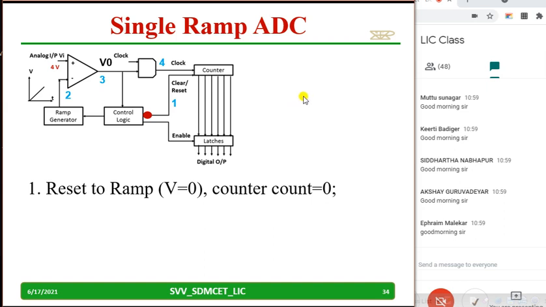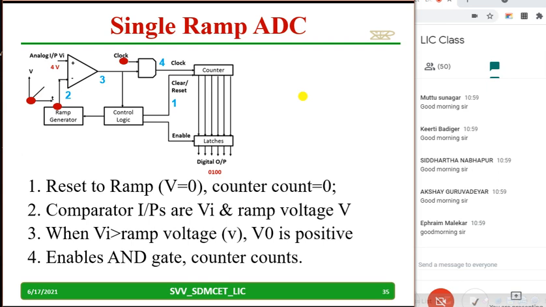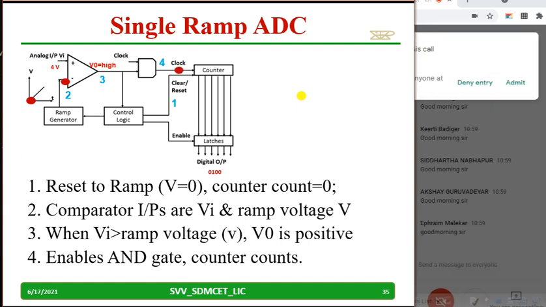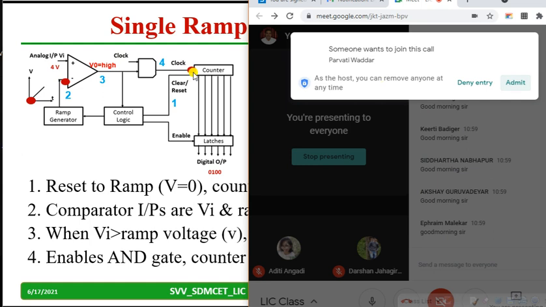Reset is applied to the ramp, and now the counter is made 0, counter is 0 0 0. Next step, at the comparator input we are giving 0 volts, and because of that the output of the comparator will become high. When this becomes high, the clock will reach the counter and the counter starts counting.